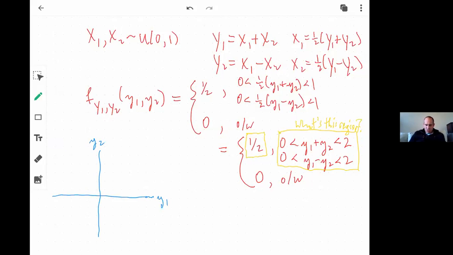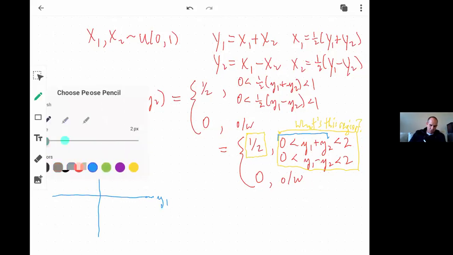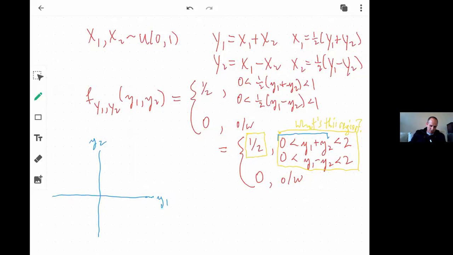And what you do is you say, well, okay, what's the lower bound of this thing? The lower bounding region for this first thing is basically y1 plus y2 equals 0, which is the same thing as y2 equals minus y1. So y2 equals minus y1, which is this. Okay, so this is y1 plus y2 equals 0.